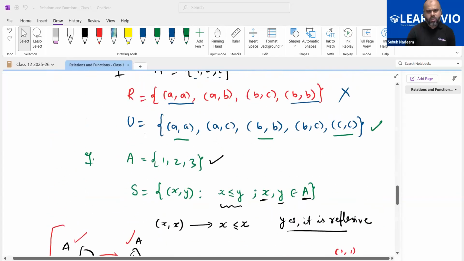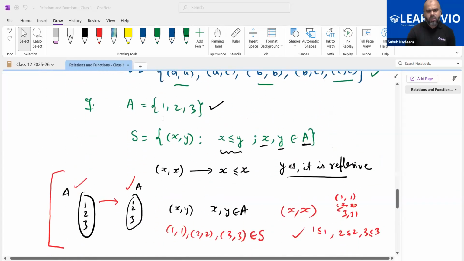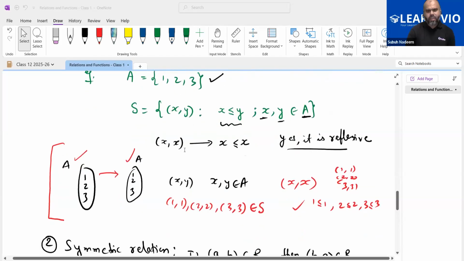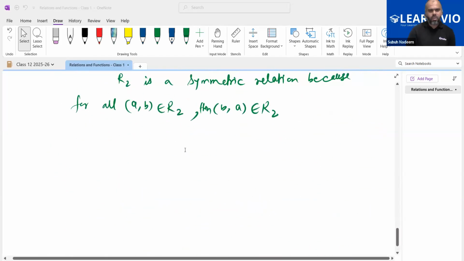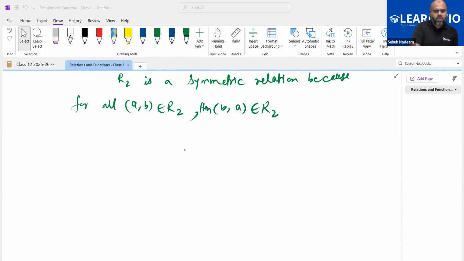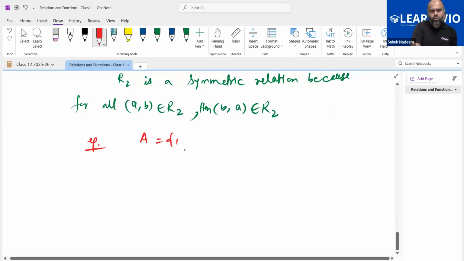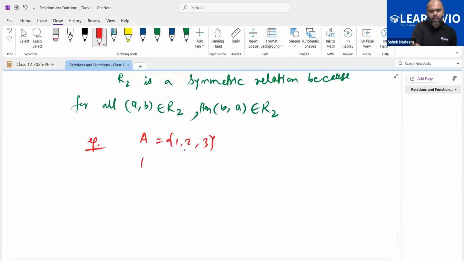Now I was talking about this relation. A is {1, 2, 3}, and a relation S is there, which is (x, y), such that x is less than or equal to y, where (x, y) belong to the set A. Okay.